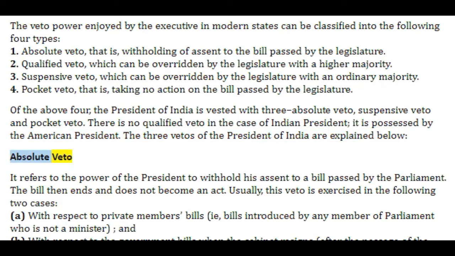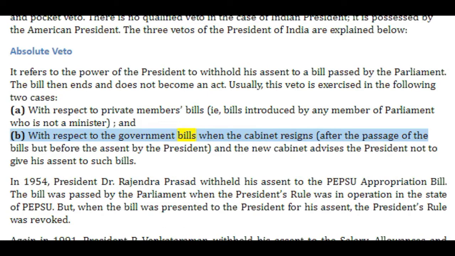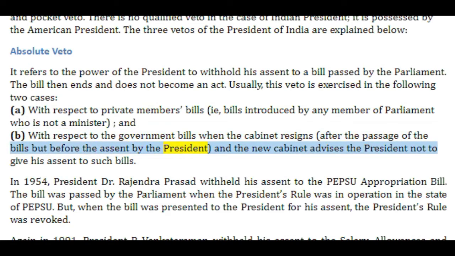Absolute veto. It refers to the power of the President to withhold his assent to a bill passed by the Parliament. The bill then ends and does not become an act. Usually, this veto is exercised in the following two cases: A. With respect to private members' bills, i.e., bills introduced by any member of Parliament who is not a minister, and B. With respect to the government bills when the Cabinet resigns, after the passage of the bills but before the assent by the President, and the new Cabinet advises the President not to give his assent to such bills.